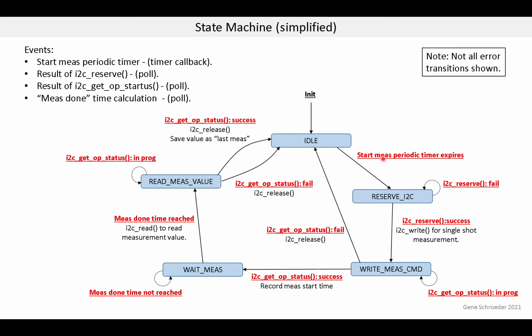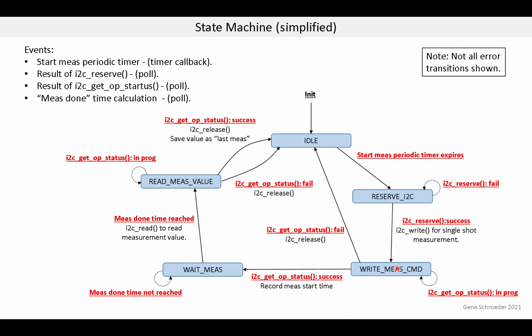This moves us to the reserve I2C state where, of course, we want to reserve the interface. So each time through the super loop, we will call I2C reserve. If it fails, presumably because there's another module using the interface, we stay in this state. But if we get the reservation, which is the success case, we then call I2C write with the command that performs a single shot measurement, and we move to the write measure command state.